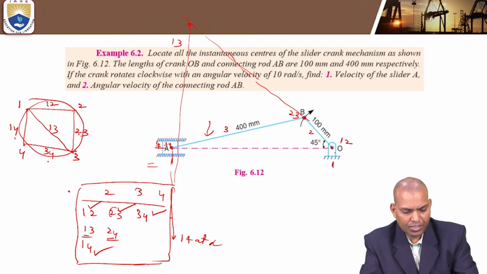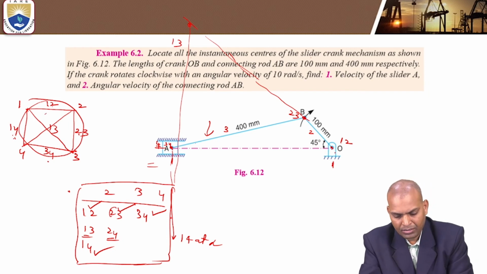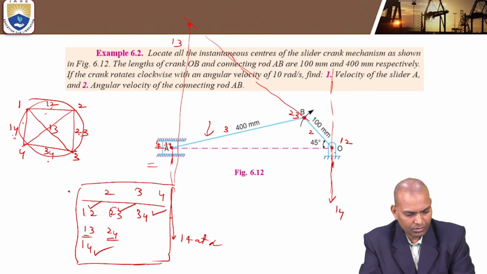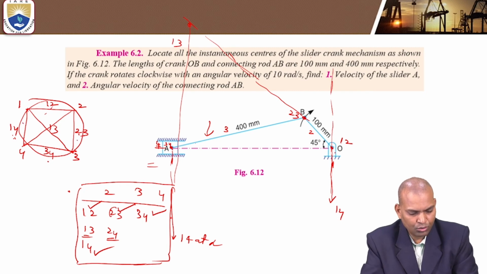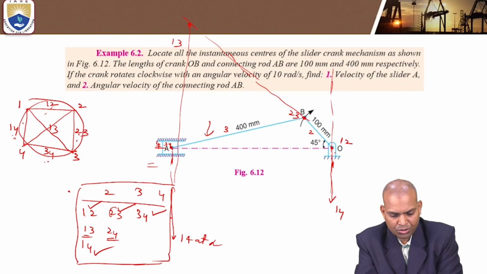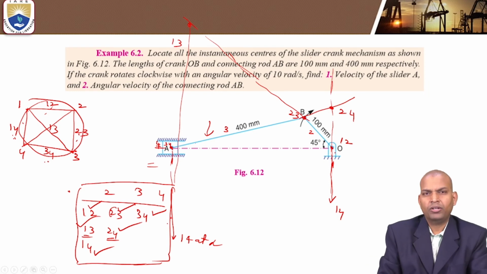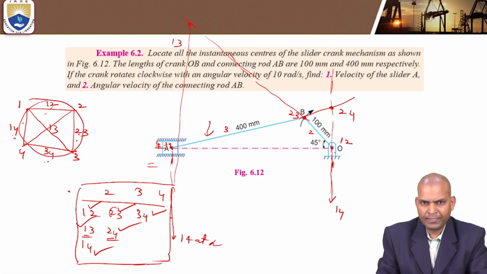Next one is 2,4. This 2,4 is the intersection of the lines of I-centers 1,2, 1,4 and 2,3, 3,4. This is 1,2, and here also 1,4 will come. This is 3,4 and this is 2,3. This is the I-center of 2,4. Thus, we located the neither permanent nor fixed I-centers.